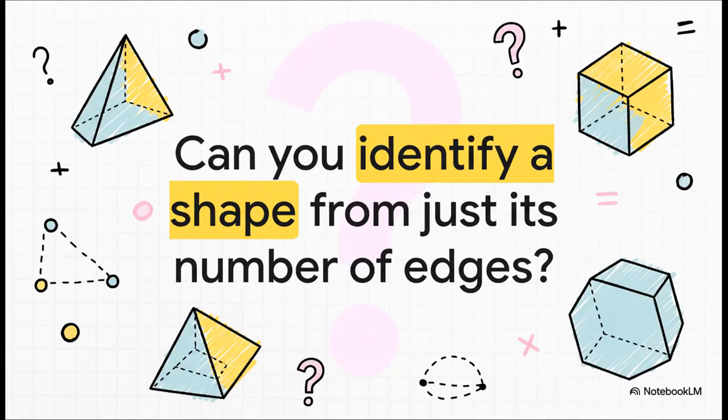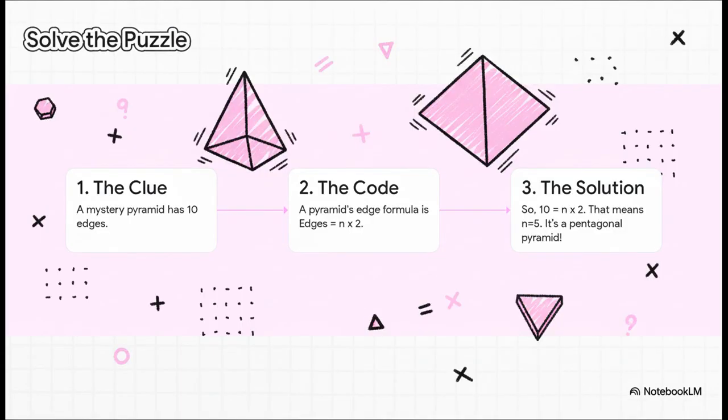All right, you ready for pro tip number 2? It's time to play detective. With the secret codes we've learned, you can actually identify a mystery shape using just one single clue. You ready to give it a shot? Okay, here's our puzzle. We have a mystery pyramid and the only clue is that it has 10 edges.